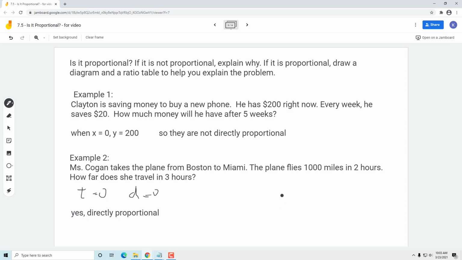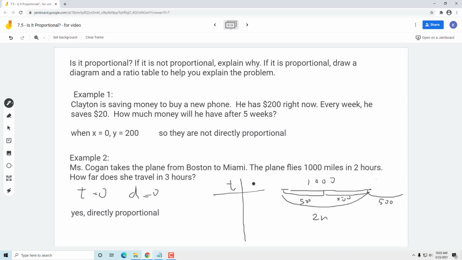So how far does she travel? Well, we know that 2 hours is 1,000 miles. So that means each hour has to be 500. So if we go one more hour, it'll be 500 more miles. So it's going to be 1500.